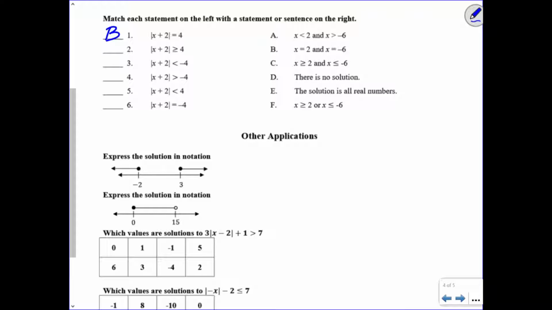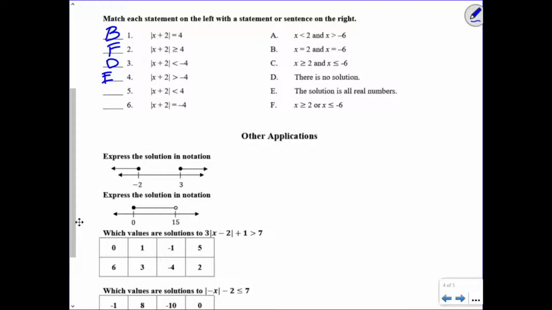That should have been obvious too. This one says the absolute value is less than negative 4. No solution. It can't be less than a negative number for absolute value. That's one of the situations you need to look out for. What about absolute value is greater than negative 4? All real numbers. Remember, that's one of our special cases. Anytime you have a negative on this side for your absolute value equation or inequality, you have to think of one of those two scenarios.